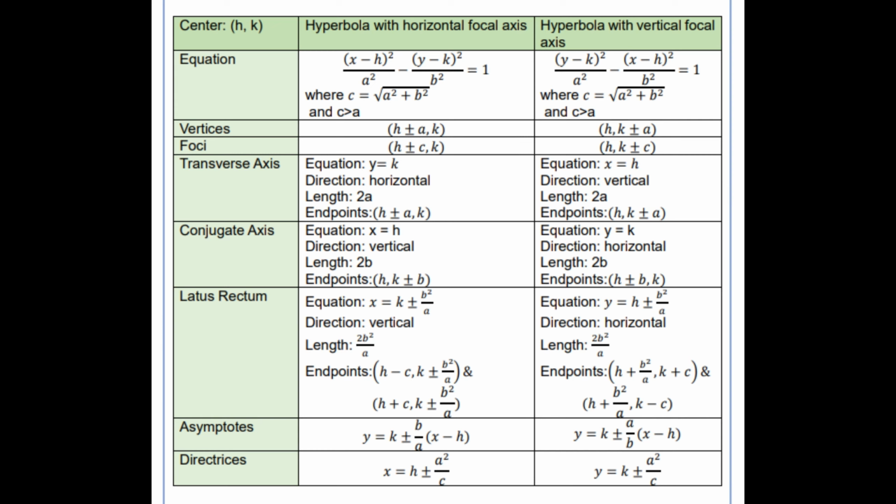In our hyperbola, we have two equations. The hyperbola with horizontal focal axis is quantity of x minus h squared over a squared minus quantity of y minus k squared over b squared equals 1. On the other hand, the hyperbola with vertical focal axis has the equation quantity of y minus k squared over a squared minus quantity of x minus h squared over b squared equals 1. You can screenshot or copy the summary of the equations and formulas of our hyperbola.